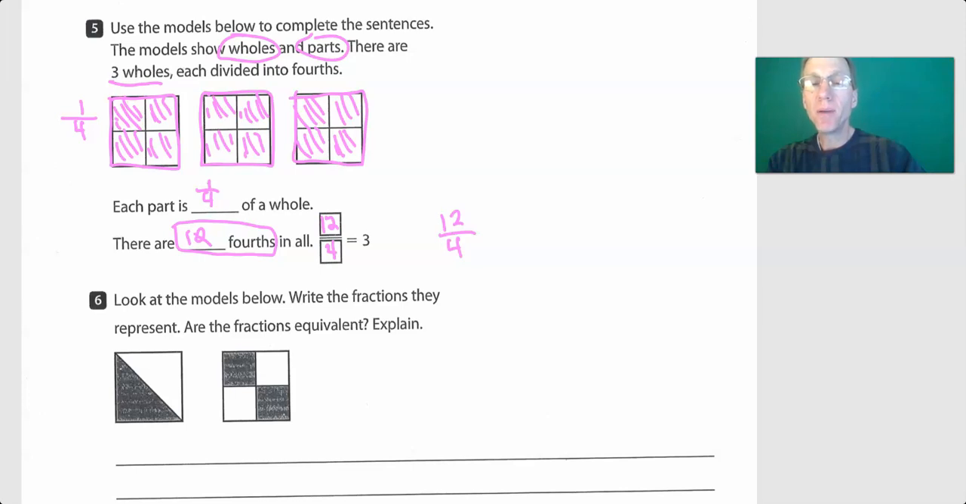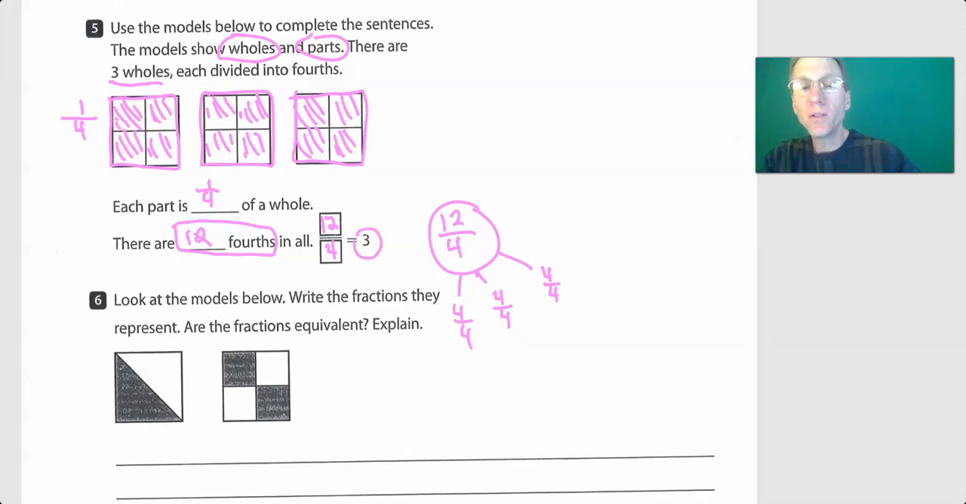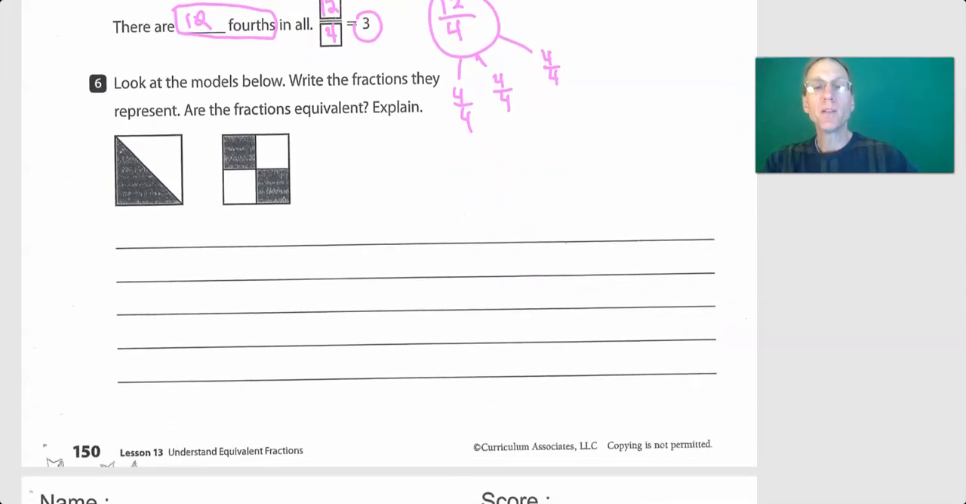Normally you would change it back to say, well, how many wholes? You wouldn't come home from a party and say, I had 12 fourths. You would know that 12 fourths, you could sort of decompose it. So 4/4, that's 1 whole. There's another whole. And there's another whole. So that's how you can see that 12 fourths is equal to 3 whole pizzas. All right, let's look at this next one here.